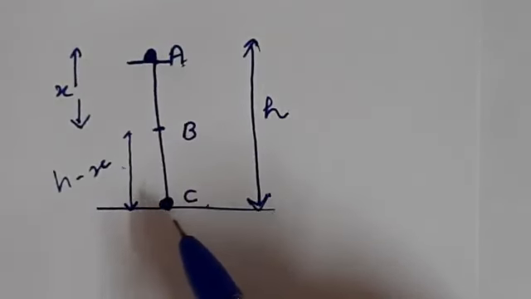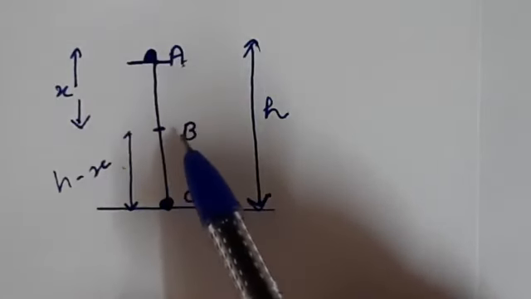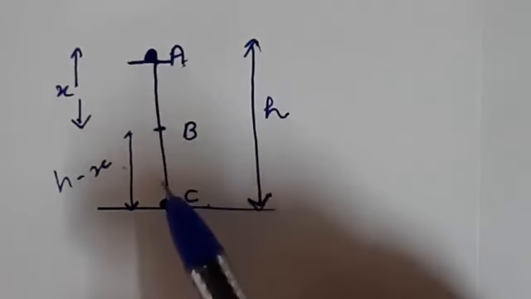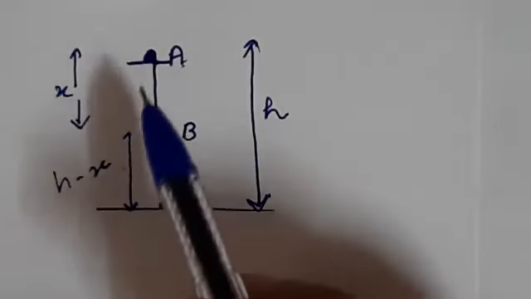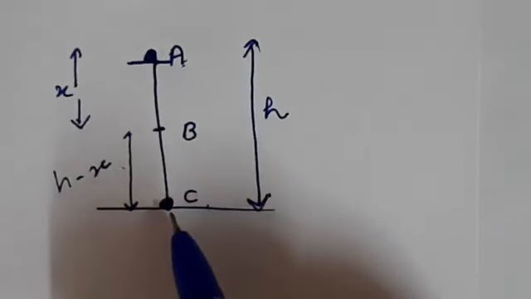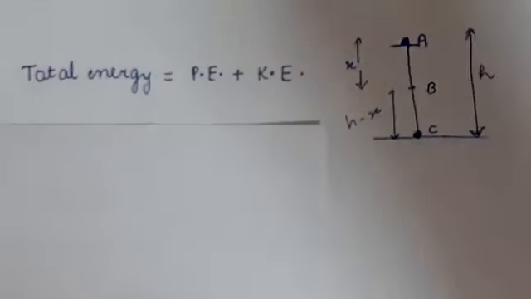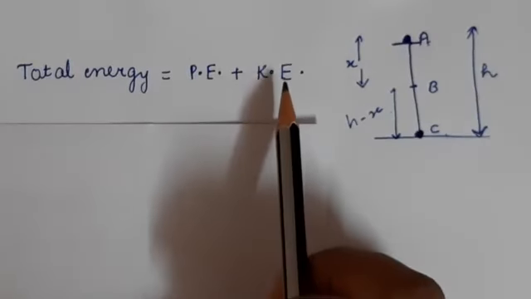Now what we will do, we will derive the total energy at point A, the total energy at point B, and the total energy at point C. And what you will see is that the sum of kinetic energy and potential energy at all the 3 points remains constant. The sum of kinetic energy and potential energy at point A is equal to that at point B, which is equal to that at point C. So let's start with the derivation now. What is total energy? Total energy is potential energy plus kinetic energy.